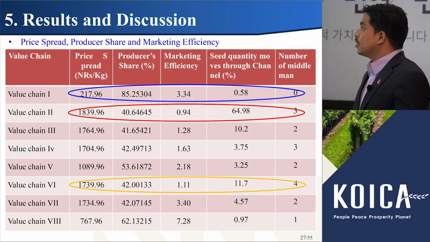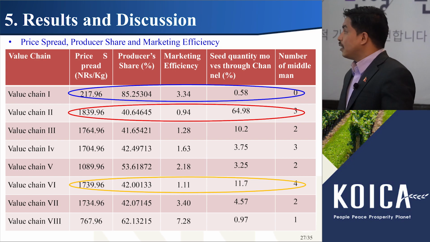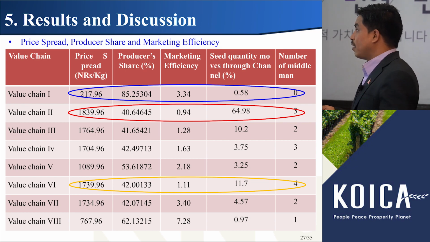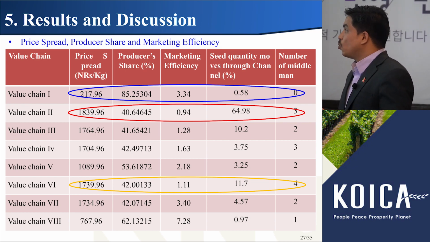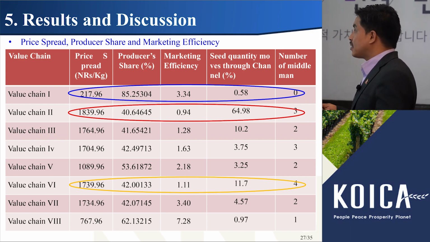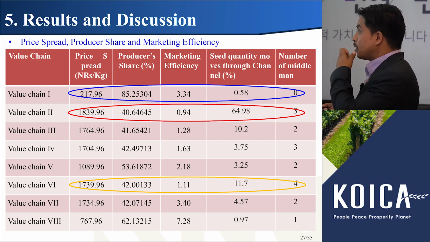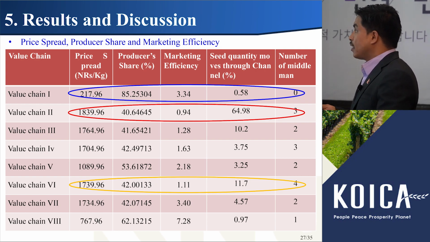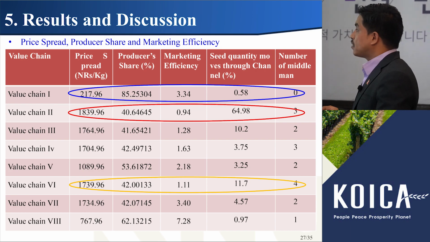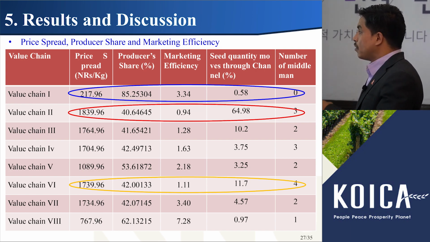Price spread, producer share, and marketing efficiency. Here we can see the number of middlemen is 0 in value chain first, and the price spread is lowest in value chain first. The lowest price spread means no middleman is involved among the chain actors, and the producer share is also highest. That means we can benefit from this value chain.